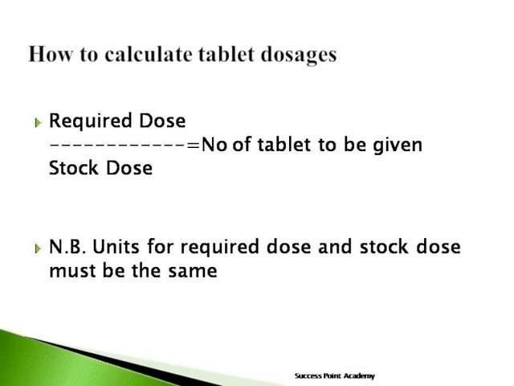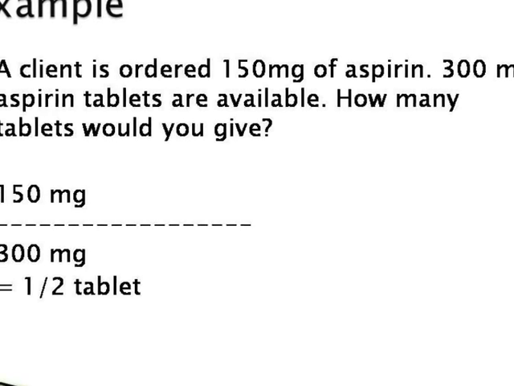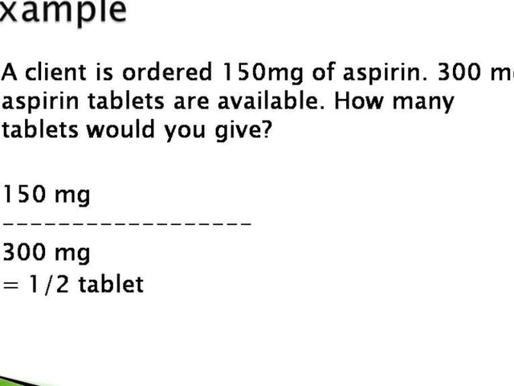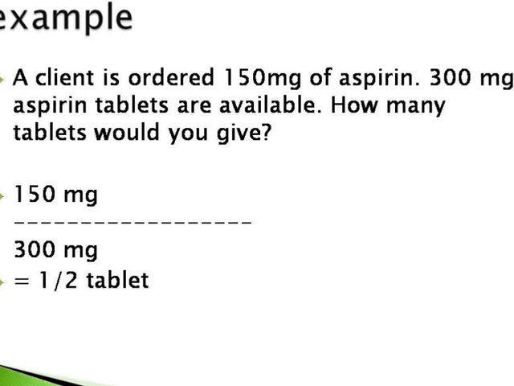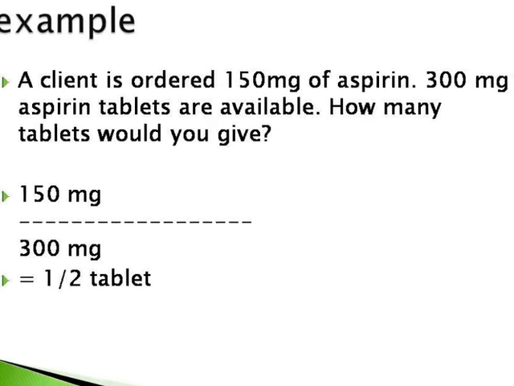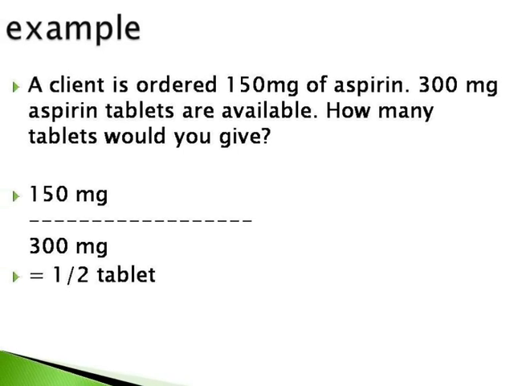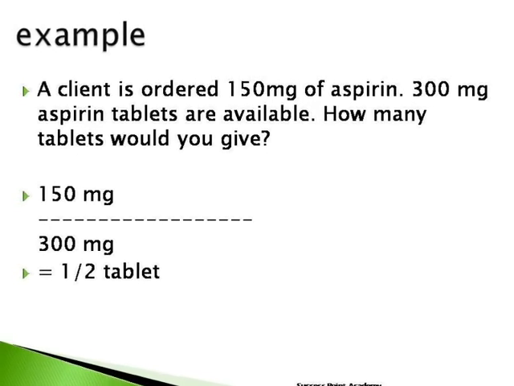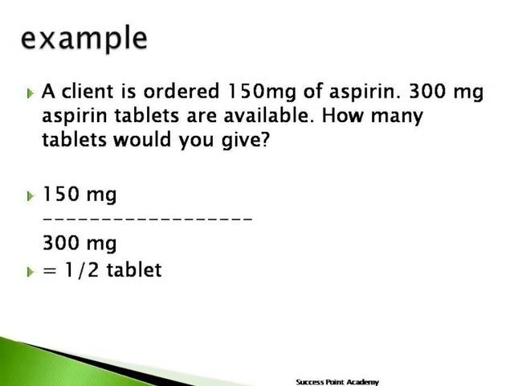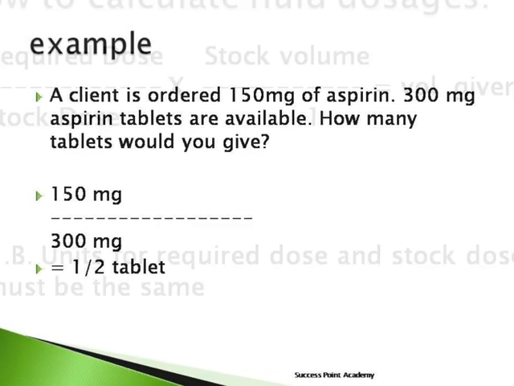For example, a client is ordered 150 mg of aspirin and 300 mg is available. How many tablets will you give to your patient? Here the ordered dose of 150 mg is given in mg, and the available 300 is also in mg. So directly we can divide 150 by 300, and you get half a tablet.